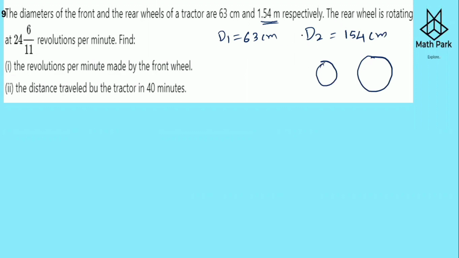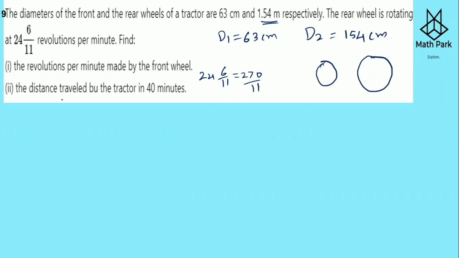Now it says that the rear wheel is rotating 24 6 by 11 revolutions per minute. So you have 24 6 upon 11: 11 times 24 is 264, 264 plus 6 is 270. So you get 270 upon 11 revolutions per minute. You are asked to find the revolutions per minute made by the front wheel. Now, we are given about the rear wheel. The rear wheel is rotating at these many revolutions per minute.